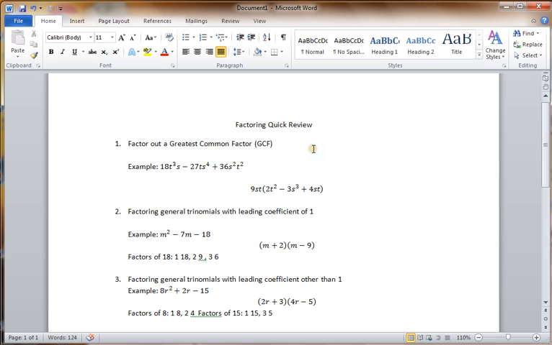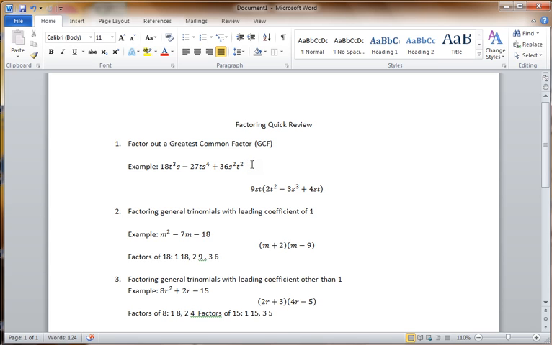So the intent here is to give you a quick review of some factoring techniques, and I'll start with technique number one. This is the first one that you should always use in any kind of factoring problem: look for the greatest common factor. The example problem that I have here has all these S's and T's. It's kind of ugly looking, but that's all right.